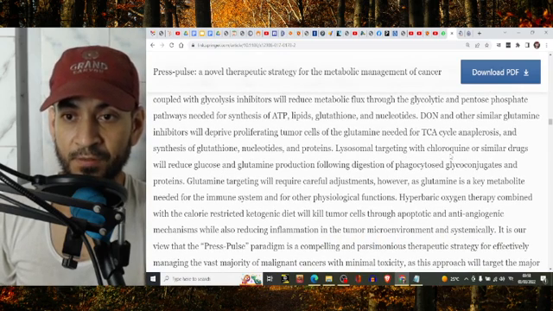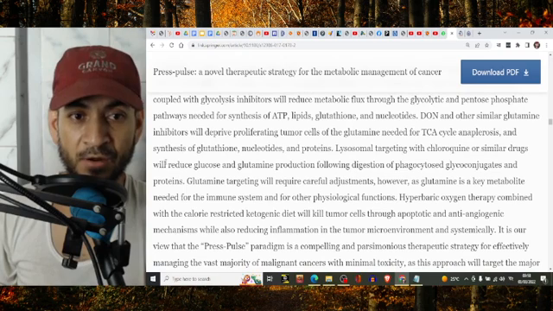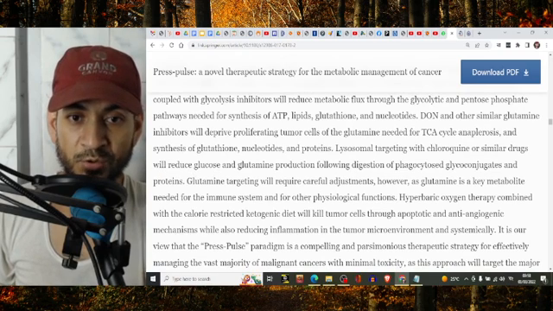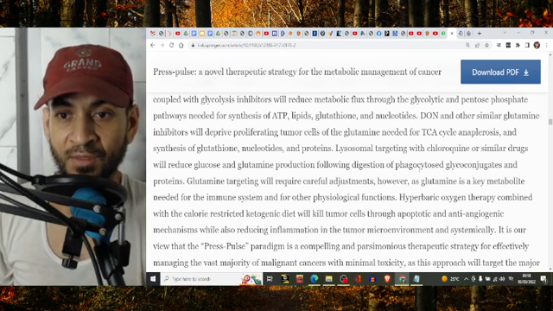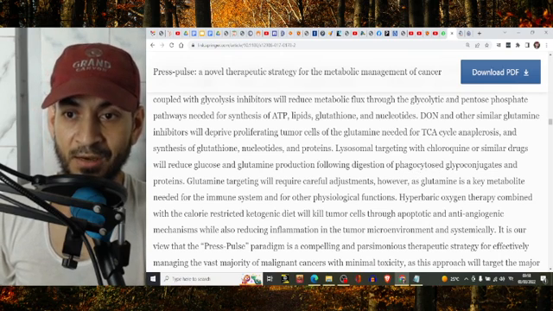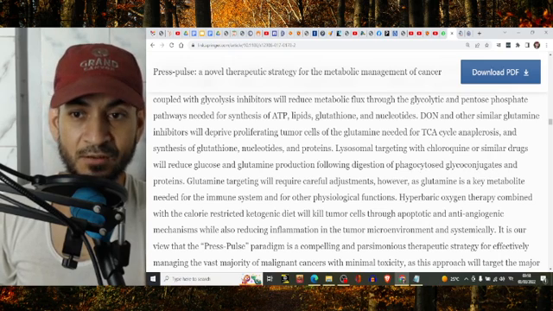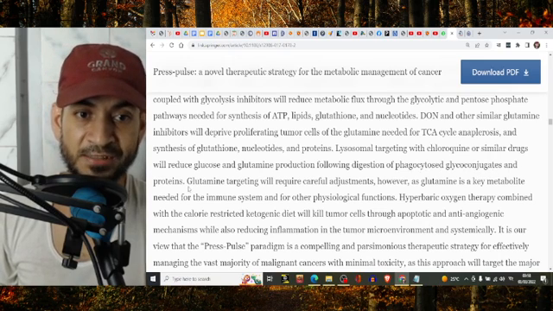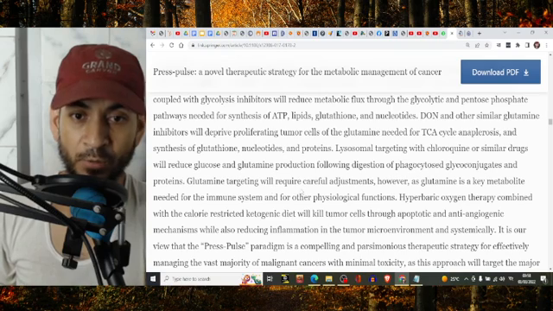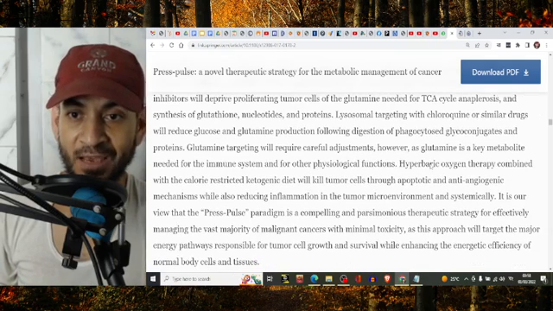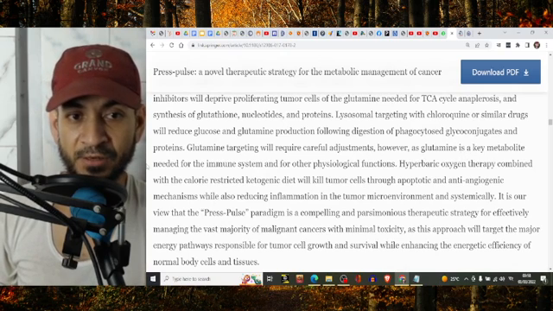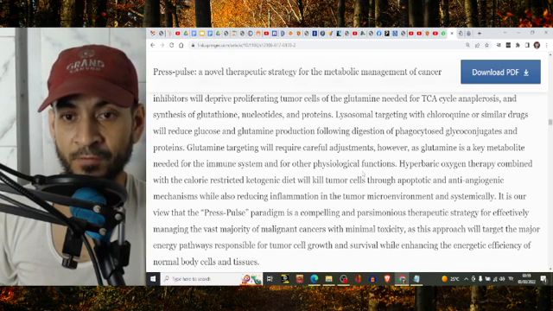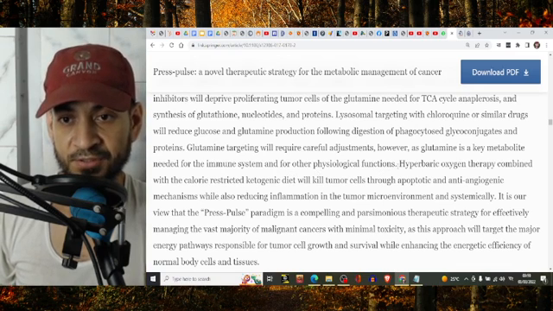Lysosomal targeting with chloroquine or similar drugs will reduce glucose and glutamine production following digestion of phagocytosed glycoconjugates and proteins. Glutamine targeting will require careful adjustments, however, as glutamine is a key metabolite needed for the immune system and for other physiological functions.